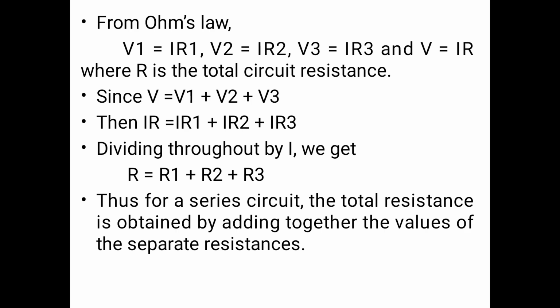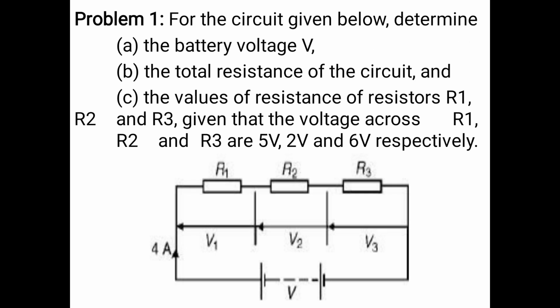Then we can write V equal to IR, that is IR is equal to IR1 plus IR2 plus IR3. Dividing throughout by I, we get R is equal to R1 plus R2 plus R3. Thus, for a series circuit, the total resistance is obtained by adding together the values of the separate resistances.